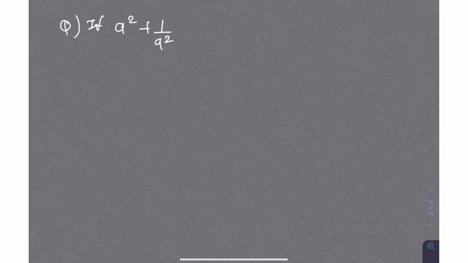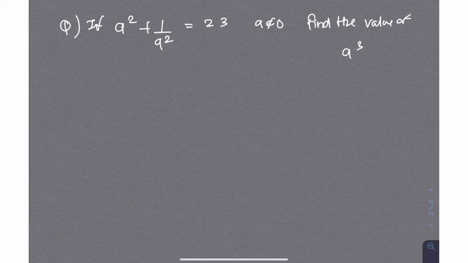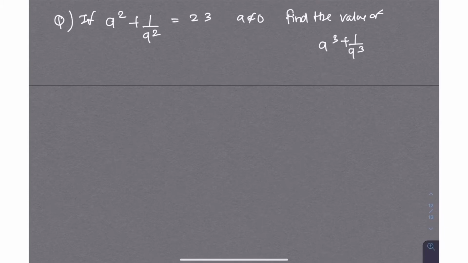The next type of question that can come is if a square plus 1 upon a square is equal to 23. So this value is given, that a square plus 1 upon a square value is given. And obviously a is not equal to 0. Find the value of a cube plus 1 upon a cube. So now in this question, a square plus 1 upon a square is given, and we have to find a cube plus 1 upon a cube.